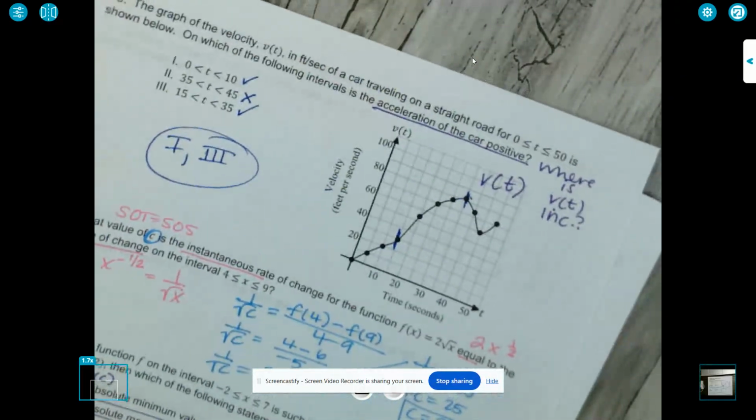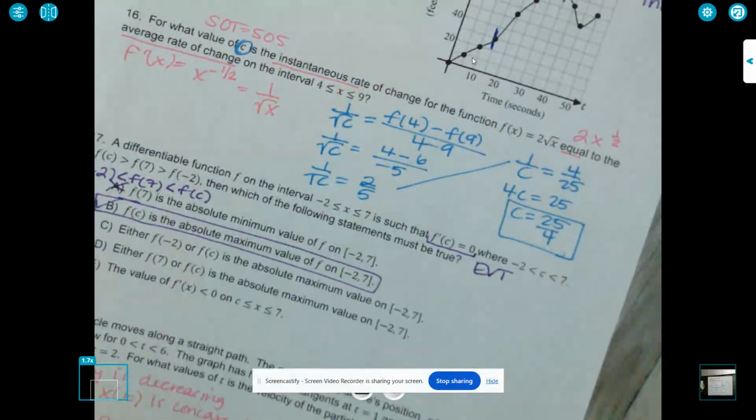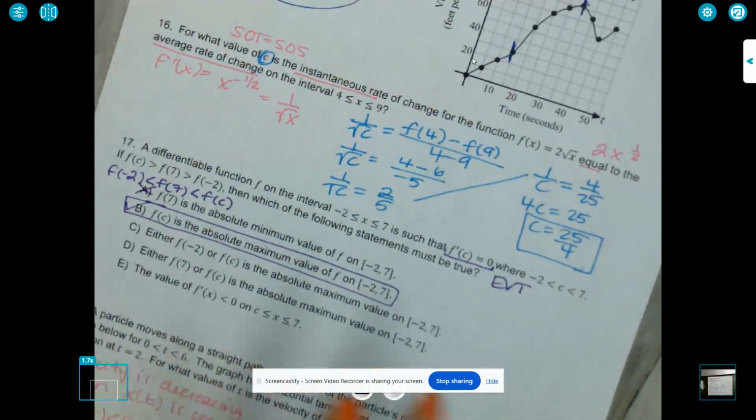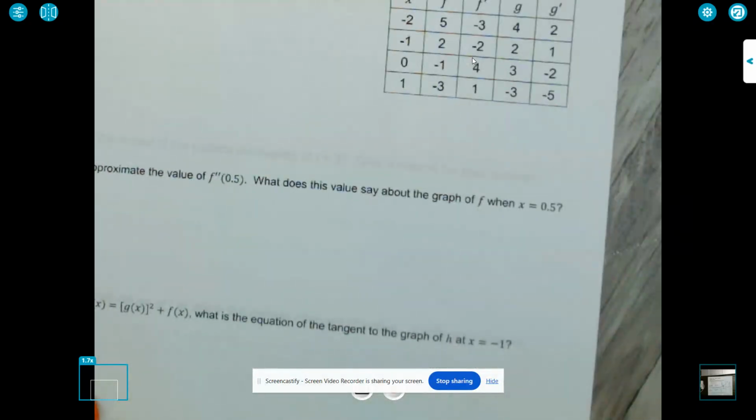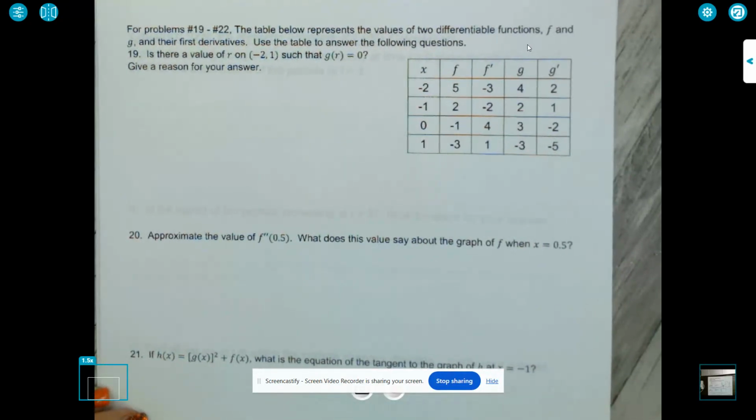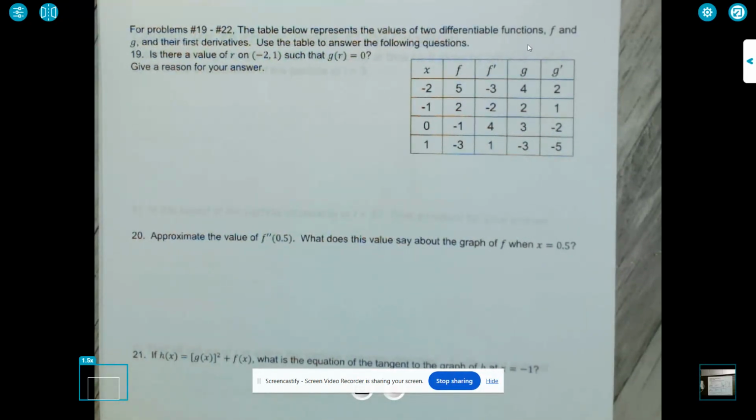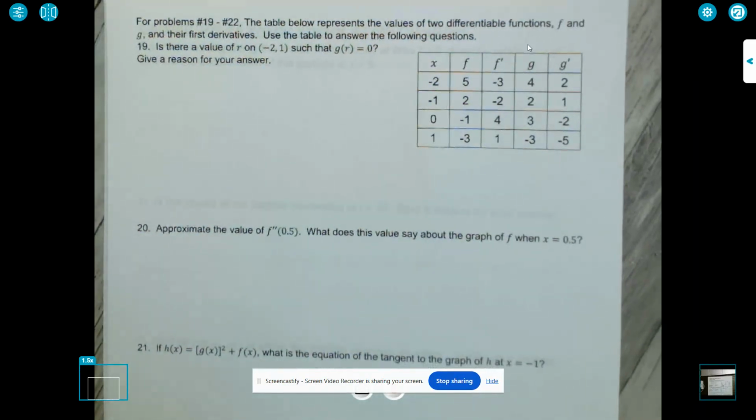We're getting there, y'all. Last page, I think. Yeah, last page. Okay, and again, multiple choice on your test would be from the beginning of our calculus, so 12 up to 18, and then our free response are going to be 19, which is a chart problem. We love tables. Okay, so much easier with a table. All right, so let's look at 19. For problems 19 through 22, the table below represents the value of two differentiable functions, f and g, and their first derivatives. Use the table to answer the following questions.